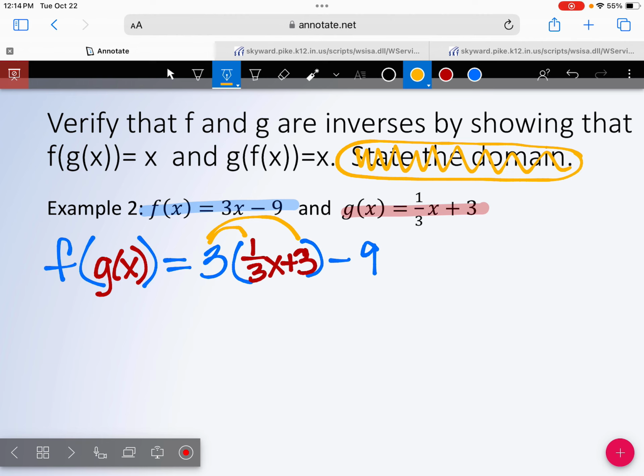So we're going to take 3 times 1/3. What is 3 times 1/3? So 3 divided by 3. What's 3 divided by 3? 1. Plus 3 times 3, 9, bring down the minus 9, and this simplifies down to x.